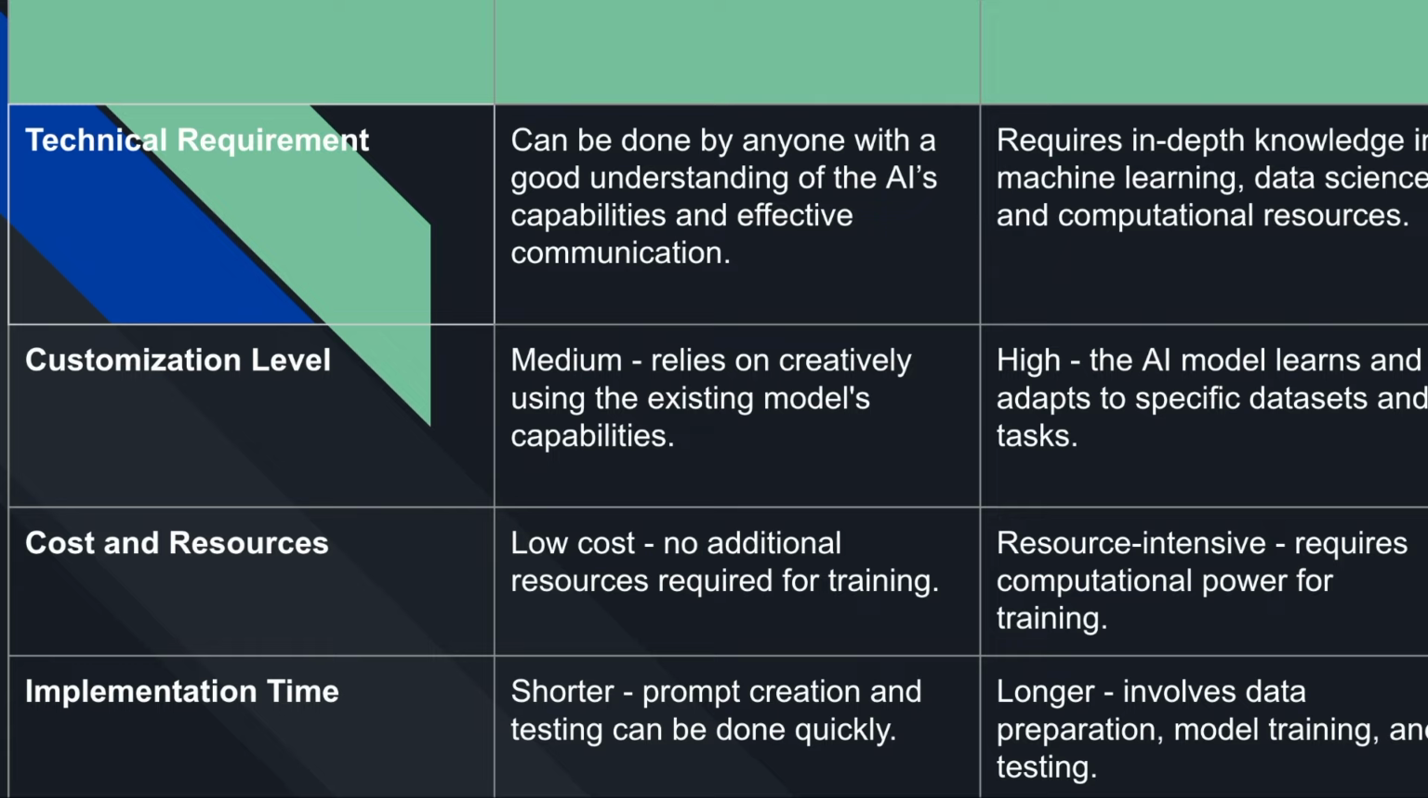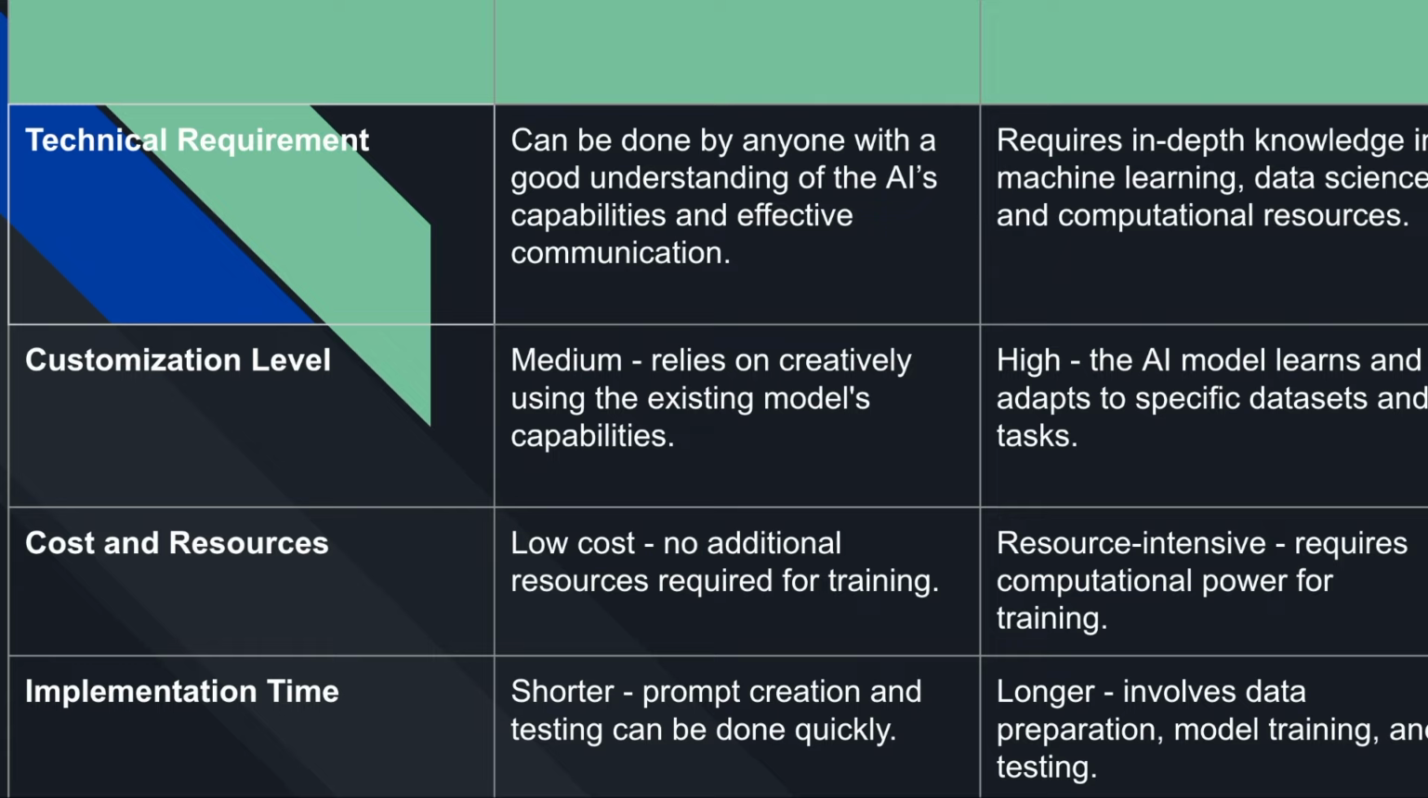Customization level: prompt engineering can be customized at a certain level only, not more than that. But with fine tuning, the customization level is high because you are customizing your model with your own data set. So you can customize and ensure that it provides in-depth detail as per your requirement. Cost and resources: prompt engineering is very low cost. It doesn't require any additional computational hardware resources or any human effort. So the cost associated with prompt engineering is very low compared to fine tuning. Fine tuning is resource intensive. It requires computational power for training.